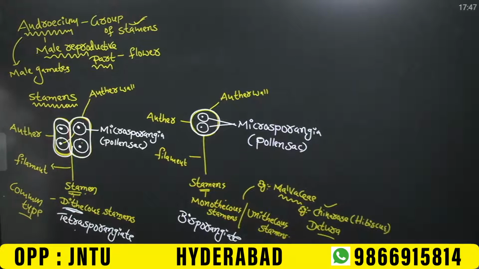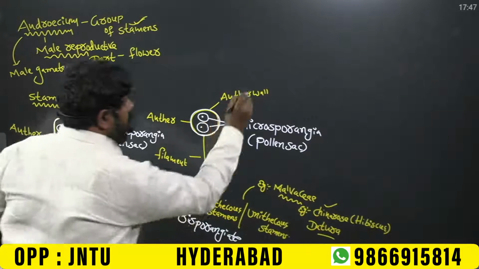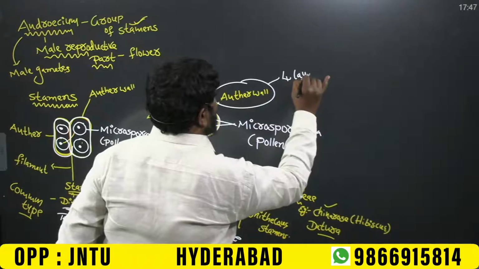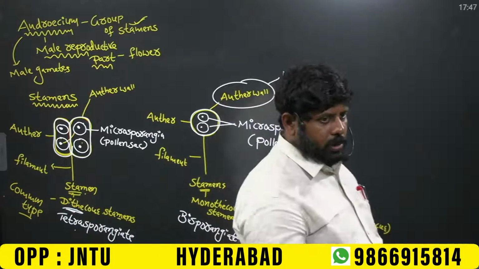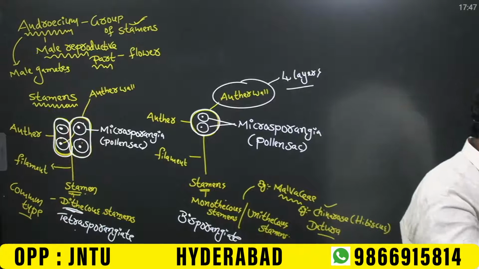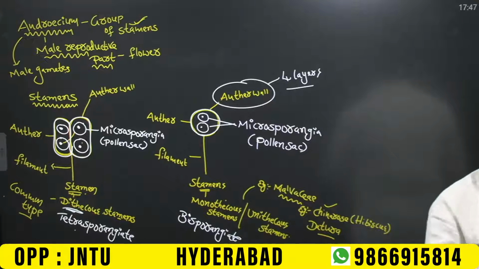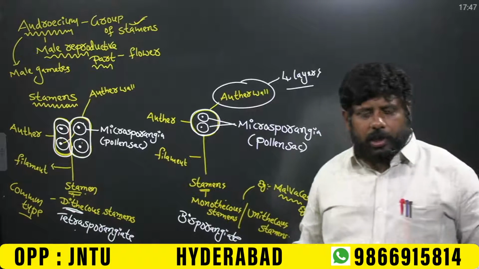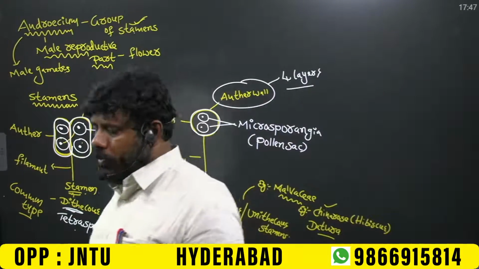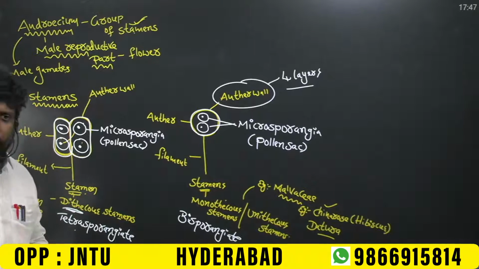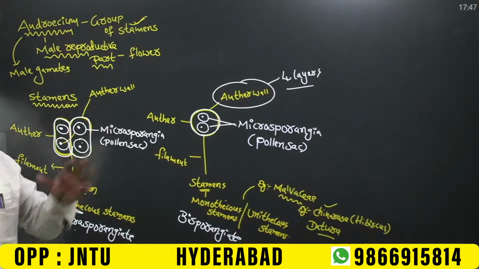When you observe the anther wall externally with the naked eye, it looks like only one layer. But when the anther wall is observed under the microscope, actually it is made up of how many layers? 4 layers. One by one we will discuss.